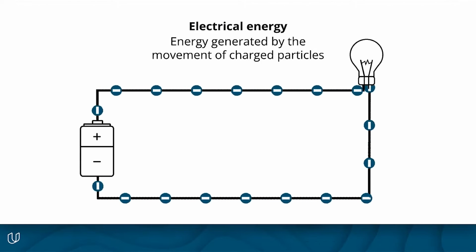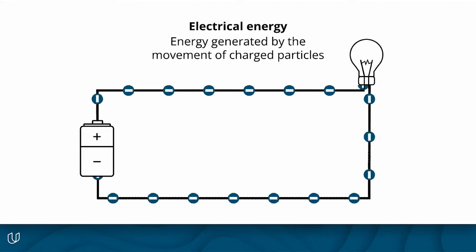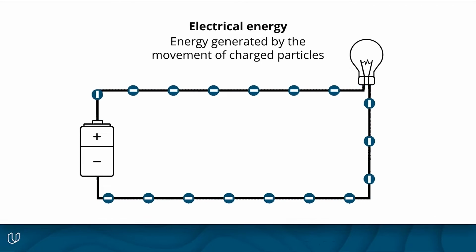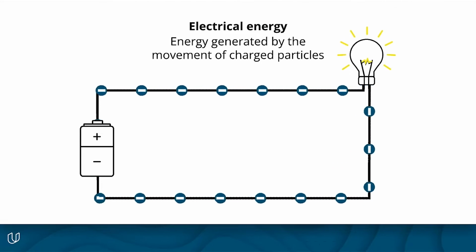By setting up a circuit in the right way, we can get electrons to move around the circuit, and this movement gives us energy that we can use to do useful work, like accomplishing our goal of lighting up the light bulb.